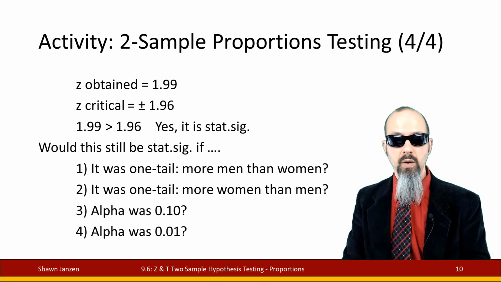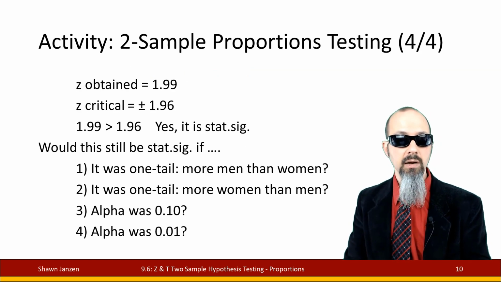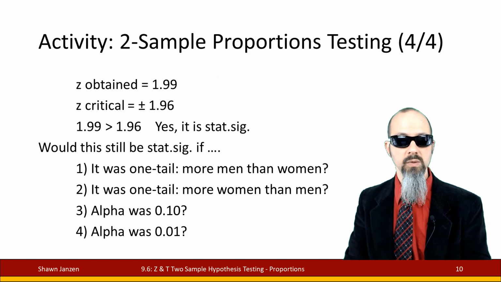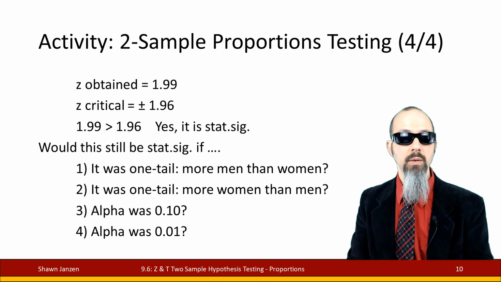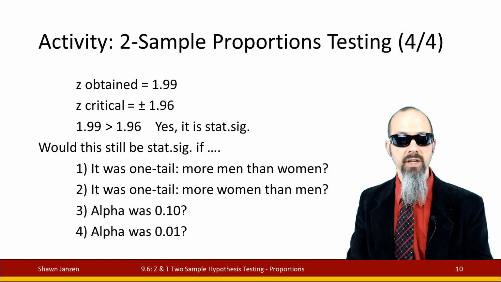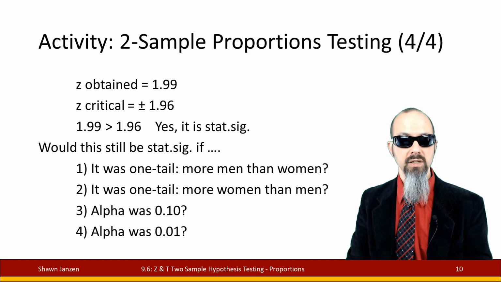But if I want to go ahead and also ask ourselves so we can check this out, I'm going to give you a few questions that we can work on this with. And I want you to pause the video in between each of these questions to see if you can figure it out. So the first one we're going to ask is, if it was a one-tail test with more men than women, would it still be statistically significant? So go ahead and pause the video and think about this for a minute. I'll wait.